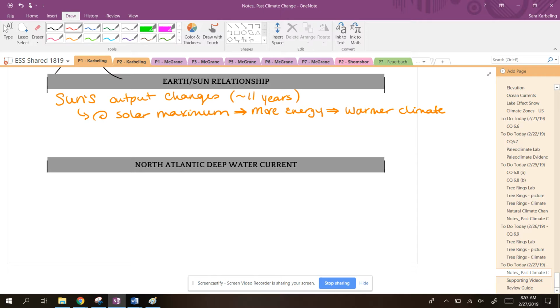But the wobble takes about 23,000 years. So that's not what causes our seasons. Are you with me there? Okay. So there's a little bit of a wobble. It's called precession. And it's a very small wobble. It's kind of a fun word to say, not going to lie.